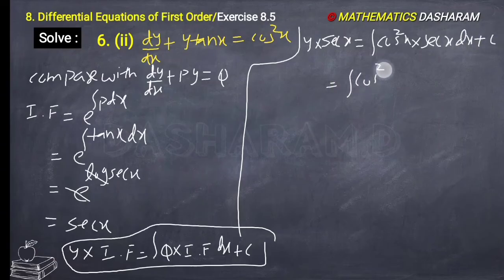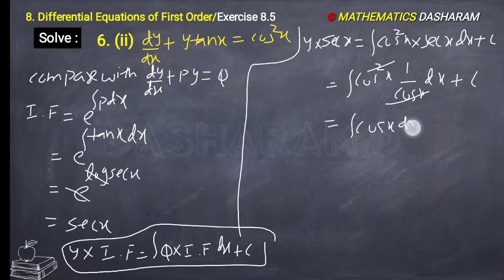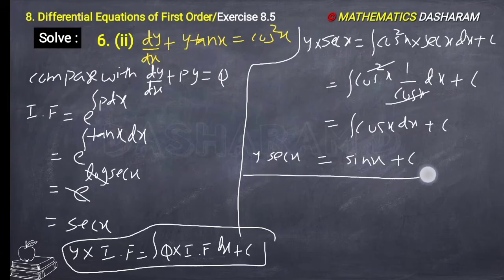So cos square x into sec x, we can write sec x as 1 by cos x, dx plus c. Cos square cancels, leaving integration of cos x dx plus c. Integration of cos x is sin x plus c. So y into sec x equals sin x plus c is our required answer.